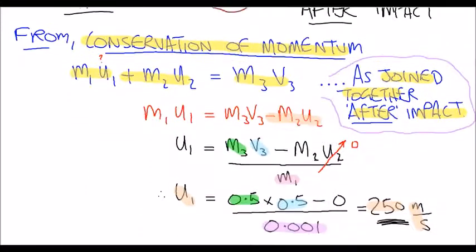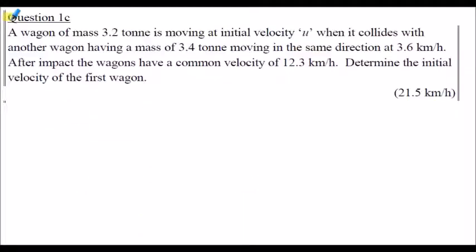Question 1c. A wagon of mass 3.2 tons is moving with initial velocity u when it collides with another wagon having a mass of 3.4 tons moving in the same direction but at 3.6 kilometers an hour. After impact, the wagons have a common velocity of 12.3 kilometers an hour. We're asked to determine the initial velocity of the first wagon.